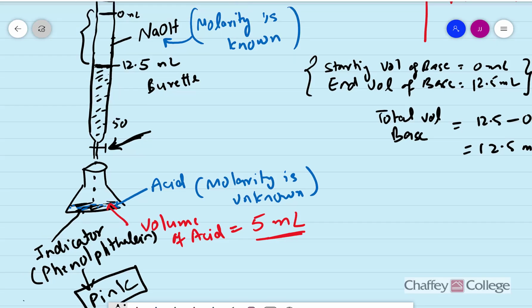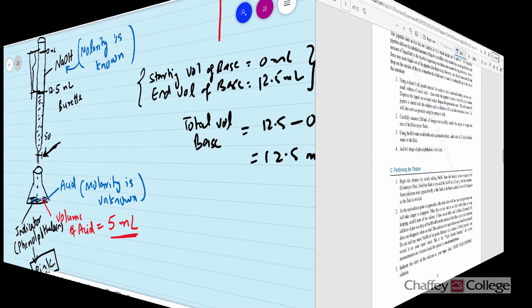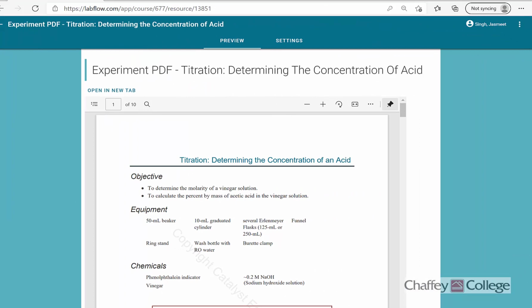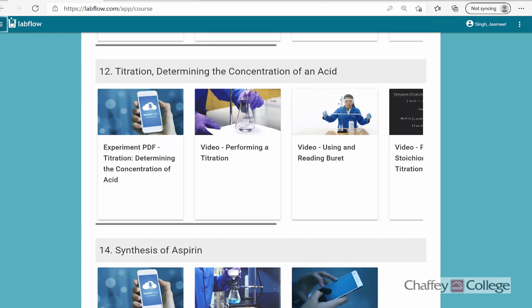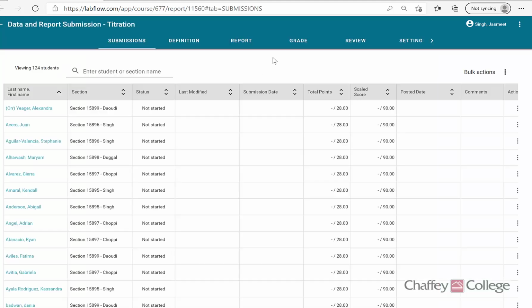At that time we are going to stop the addition of NaOH, and we just need to note down the volume added, and that will be the end of the experiment. The rest is calculation. So let's go back to the experimental section. The calculations are given in the lab report, and as usual the lab report can be found in the last tab. So let's open the lab report.